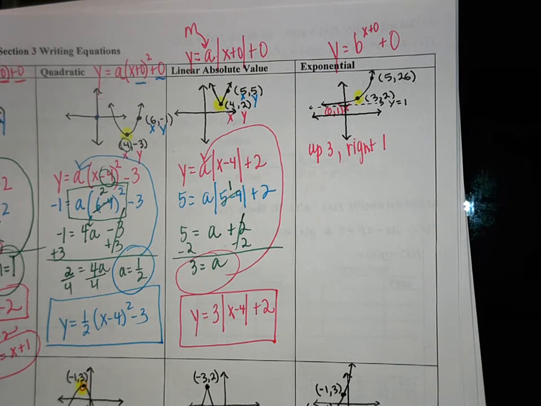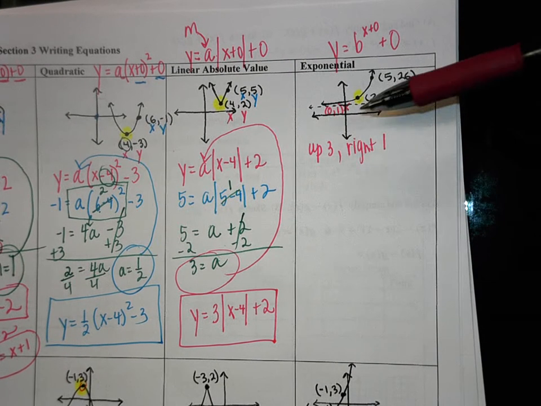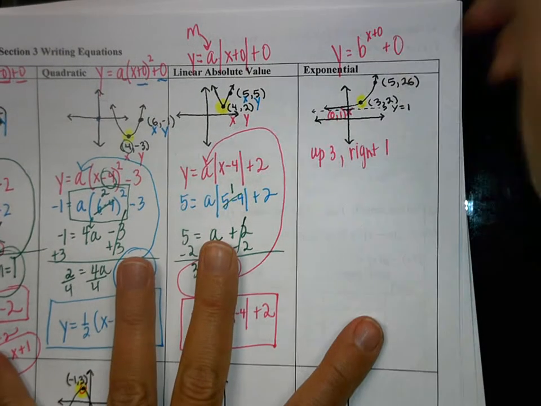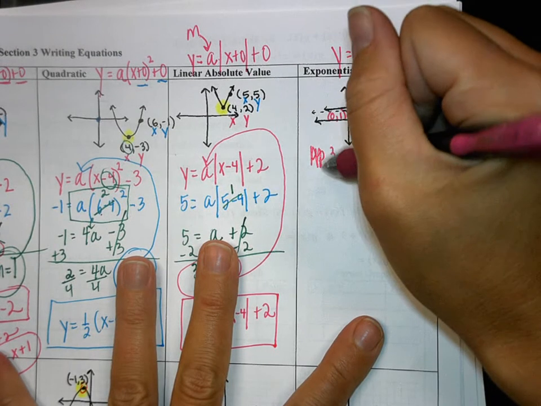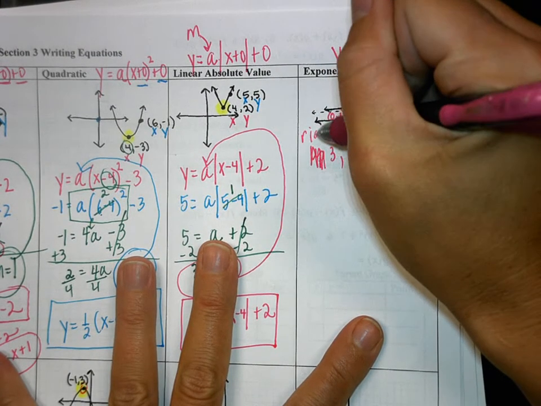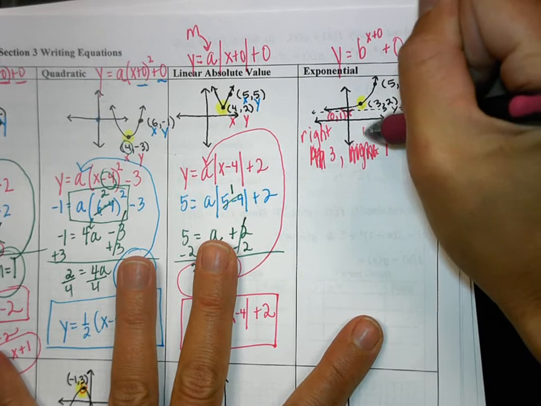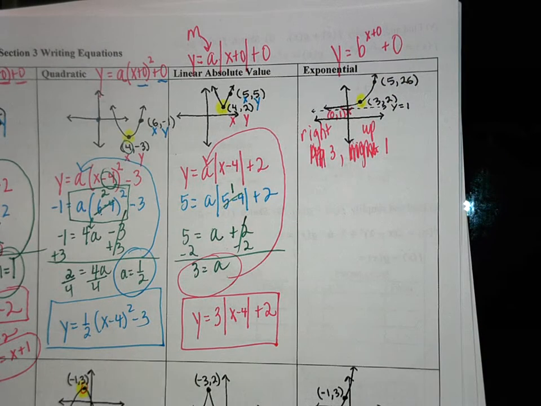Okay, so again, from 0, 1, and it would be easier, and on your homework, it'll be like an actual grid, so it'll be much easier to count. The X is over to the right, and then the Y goes up. Right 3, up 1. Perfect.